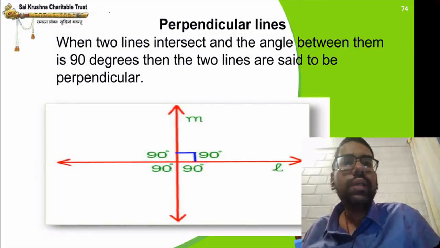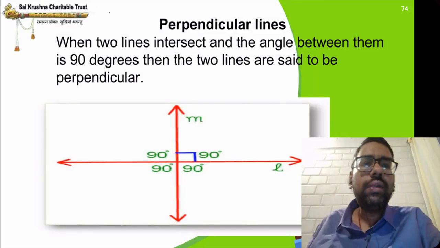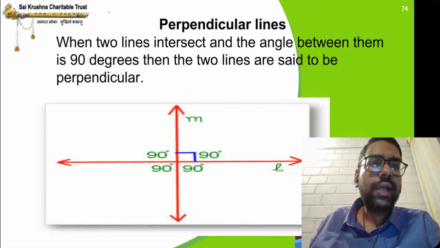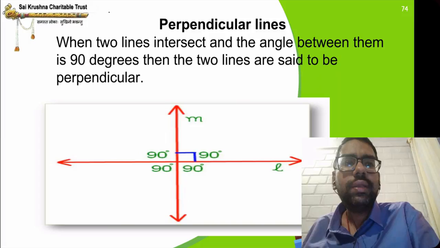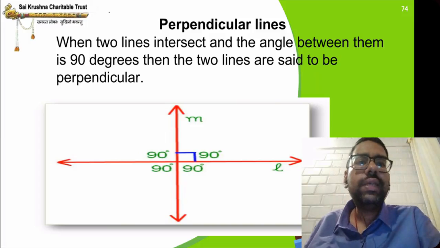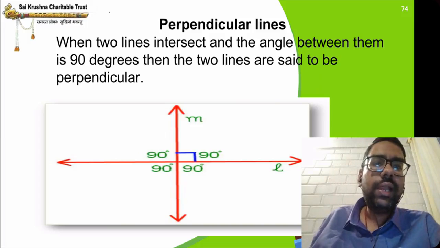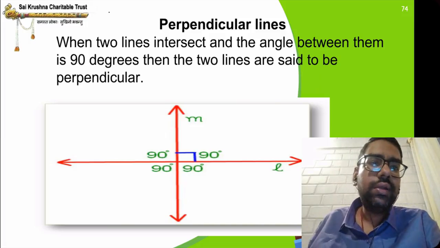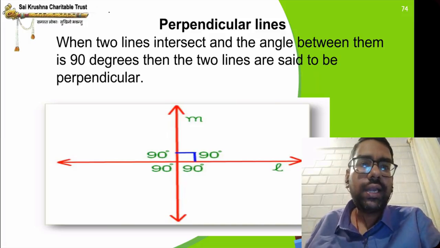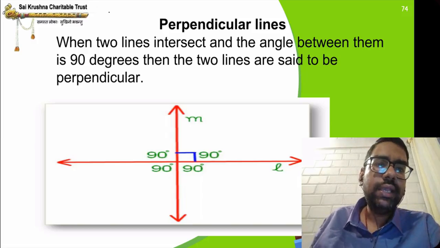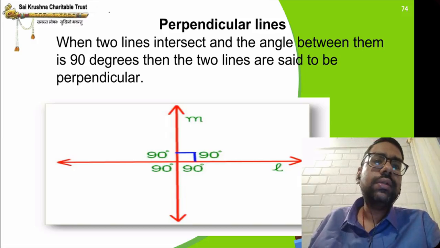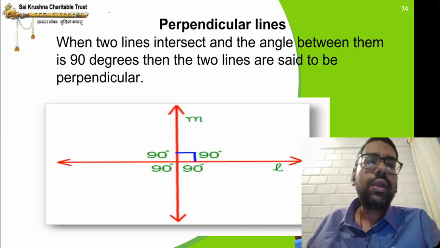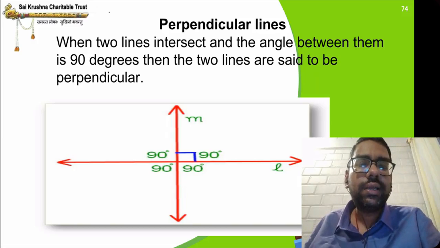When two lines intersect and the angle between them is 90 degrees, they are said to be perpendicular. What does this mean? Here, two lines are intersecting. I have shown them in red. They are intersecting, and the angle between them is 90 degrees. An L shape is coming. That is 90 degrees. Then the two are called perpendicular to each other.